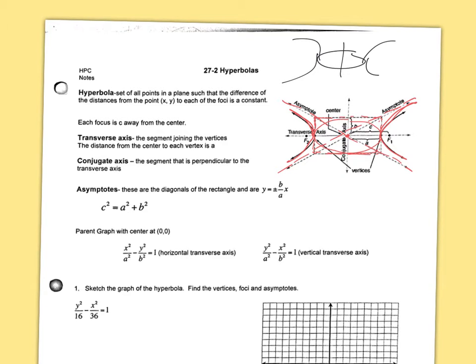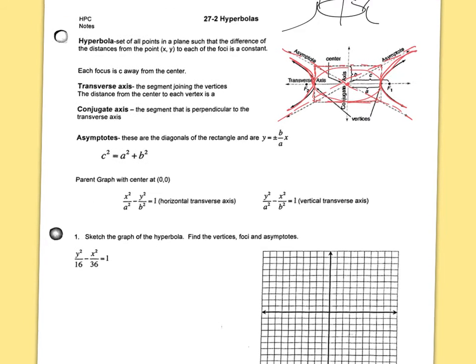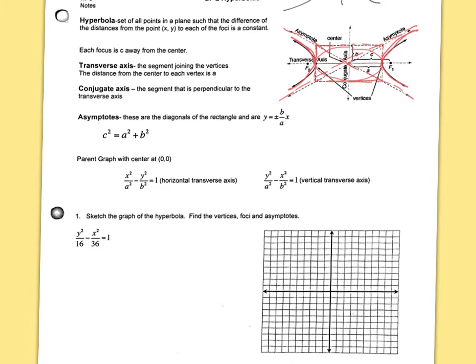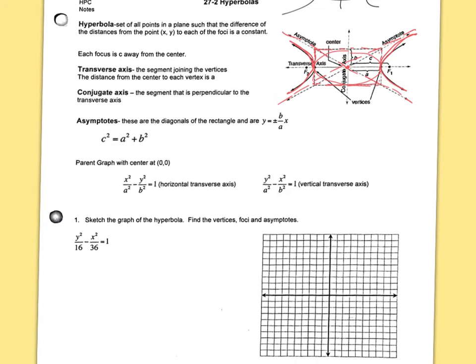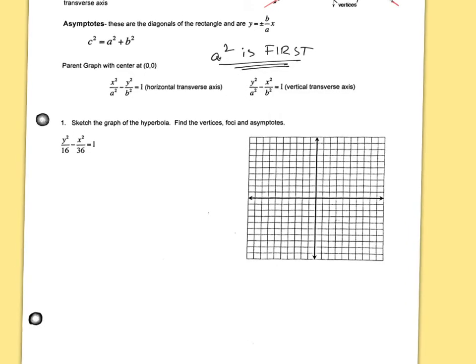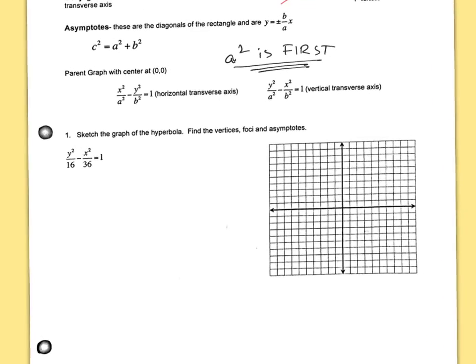The parts are the same. A is for the vertices, B is the other direction, and C is for the focal points. Now the super main important difference is that A squared is first. So the order super duper matters. So let's just draw some of these graphs here. We'll go through how to write the equation of the asymptotes as well.